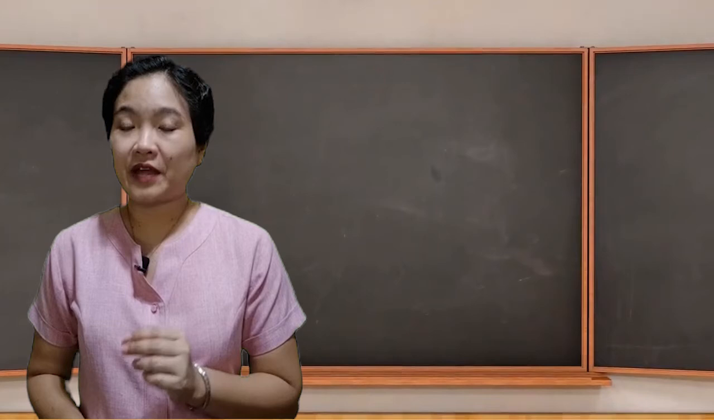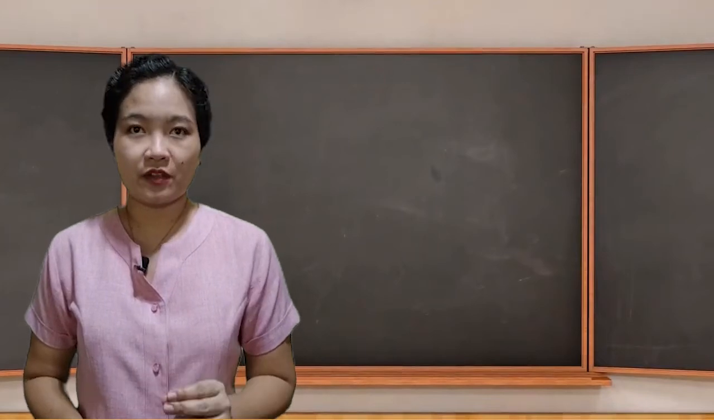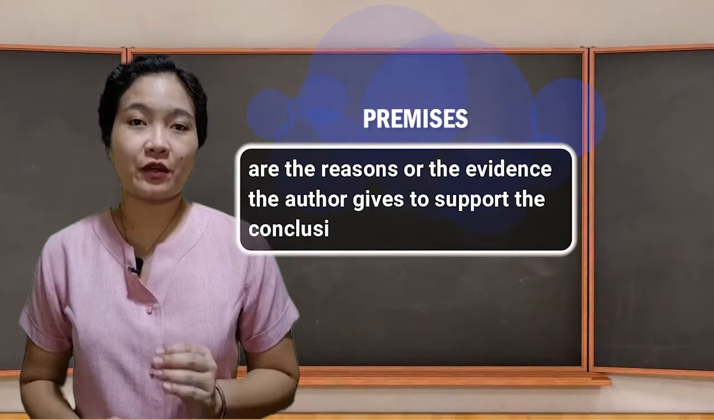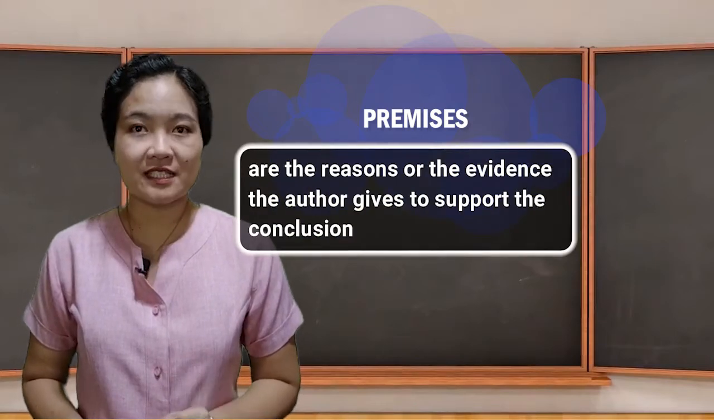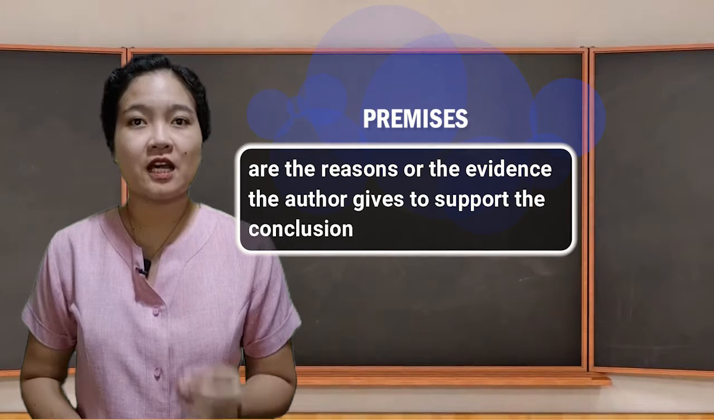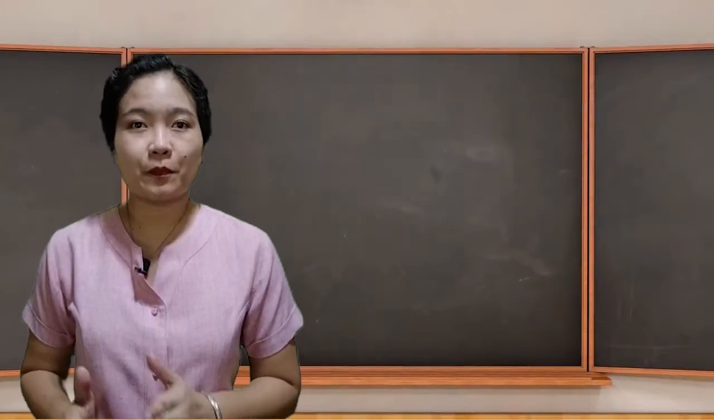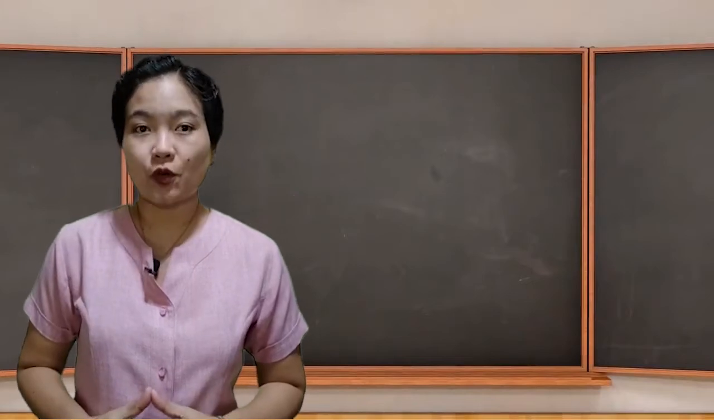Each piece of evidence used by the author is called a premise. Premises are the reasons or the evidence that the author gives to support the conclusion. And the way in which the premises are combined is called reasoning.